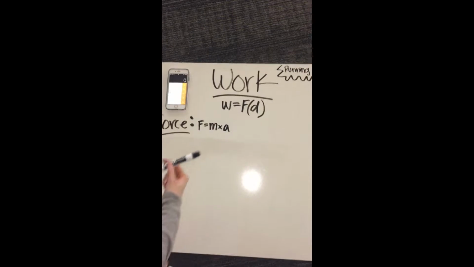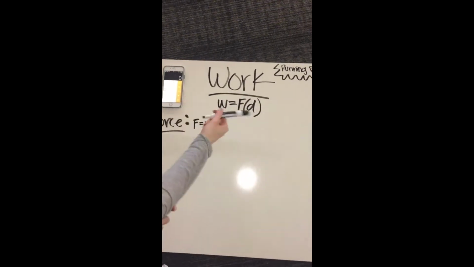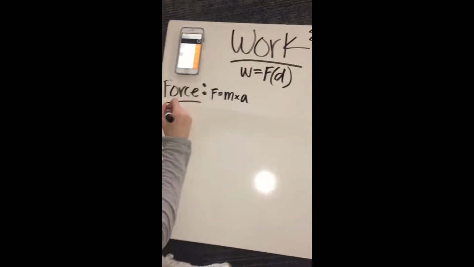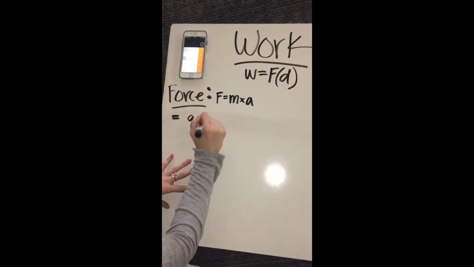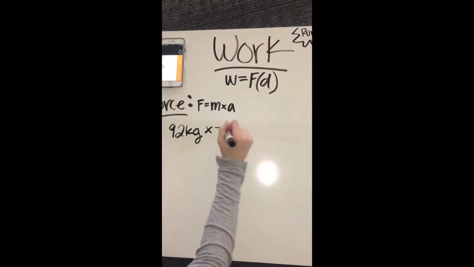In order to find force, we have the equation work equals force times distance. But because we don't have the force yet, we have to use force equals mass times acceleration. So, the mass of the running back is 92 kilograms. And now we have to multiply that by the acceleration, which is 7.2.